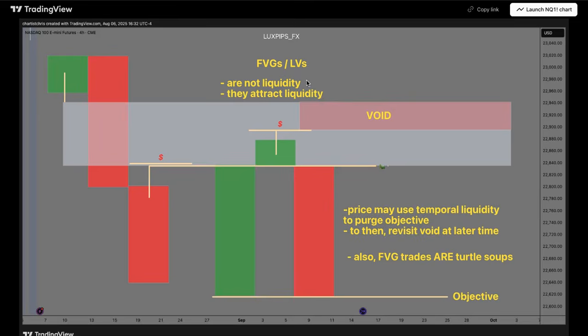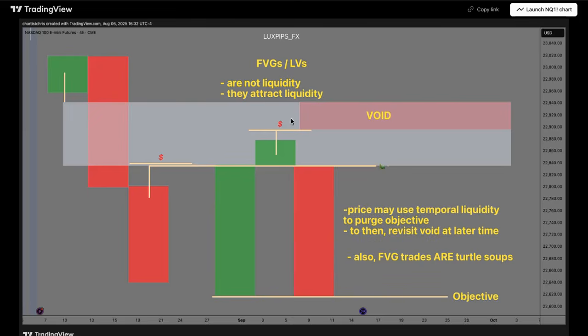So FVGs and LVs, diving in a little deeper now. So you must understand that when you are taking an FVG trade, this is a turtle soup. So you'll see mostly price will come into the FVG and then reject. So price may use a temporal liquidity to then purge the objective. So basically it comes into the FVG, uses the FVG, and continues, right?